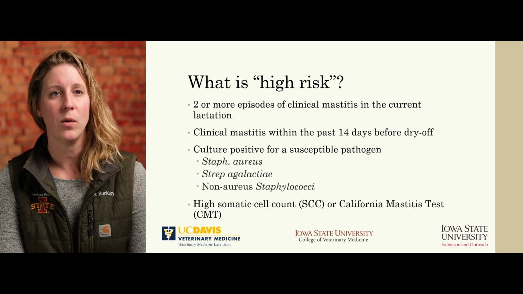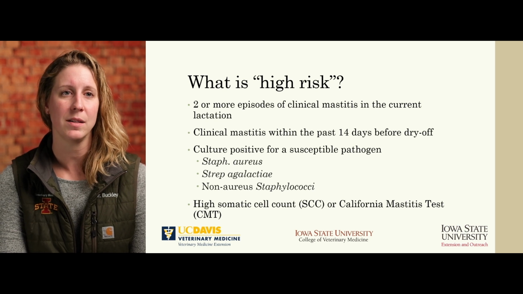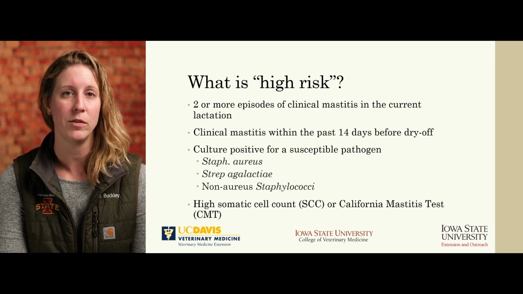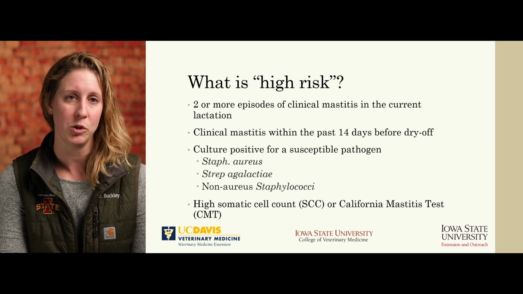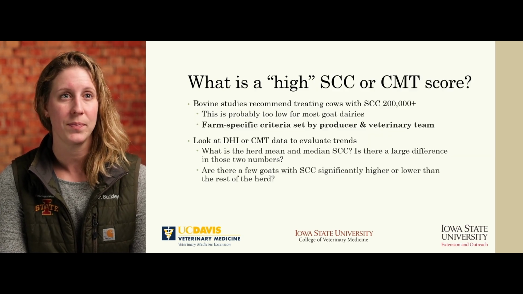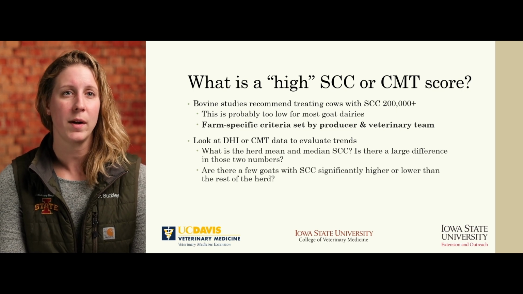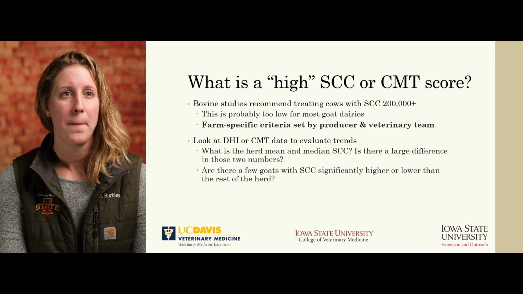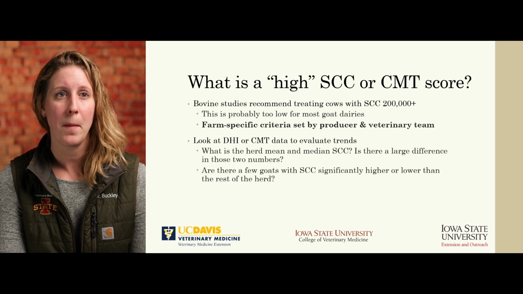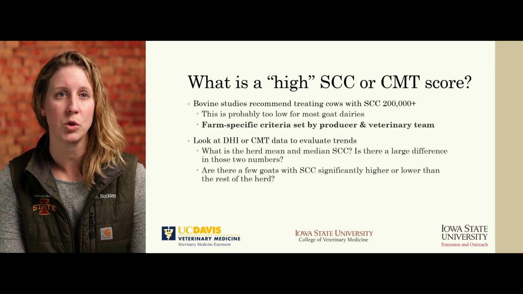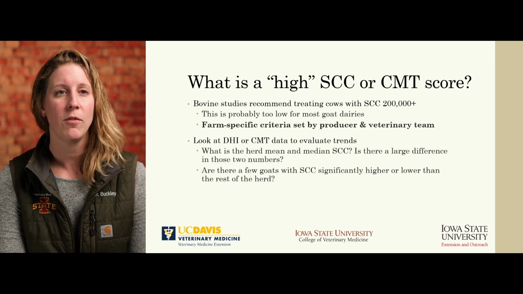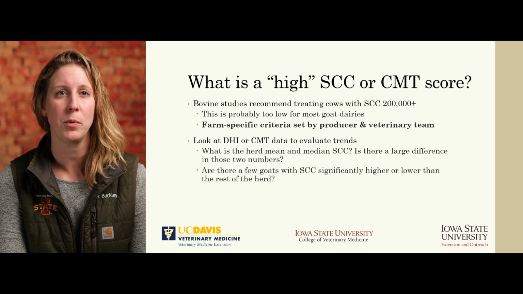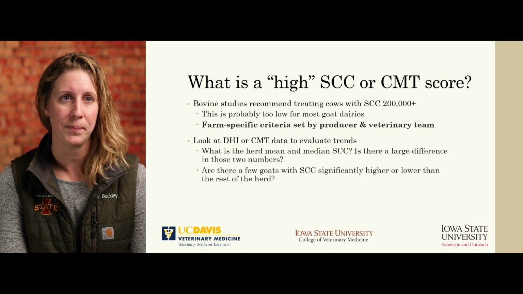High somatic cell count or high California mastitis test score may also be an indicator of a doe that is at high risk for developing mastitis or other udder health issues in the subsequent lactation. A high somatic cell or California mastitis test score varies from farm to farm. Bovine studies recommend treating cows at dry-off that have a somatic cell count greater than 200,000, but this is probably too low for most goat dairies. Farm-specific criteria should be set by the producer in conjunction with the veterinary team.